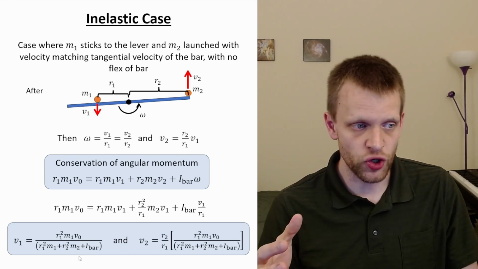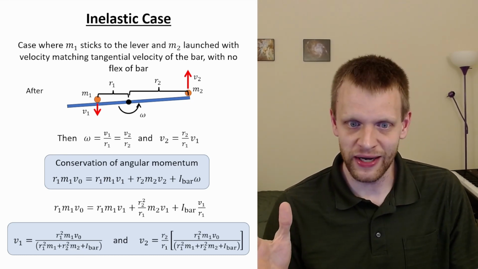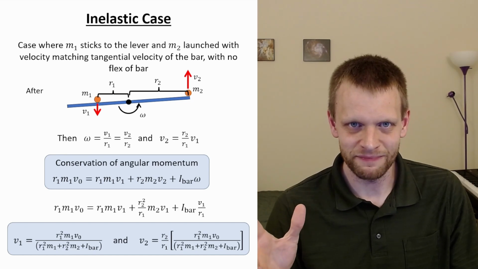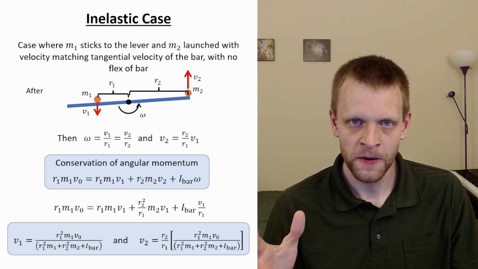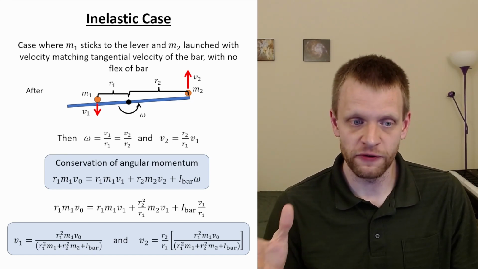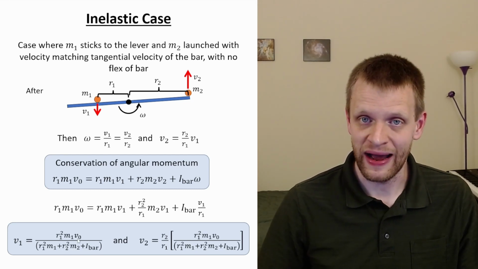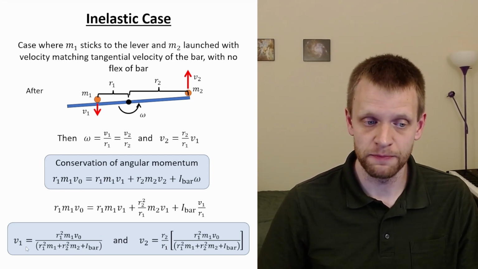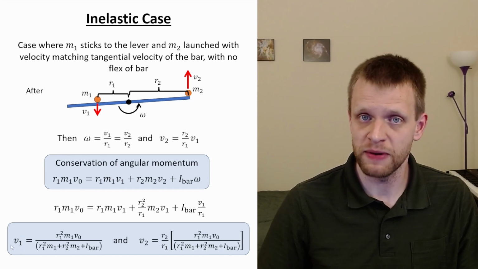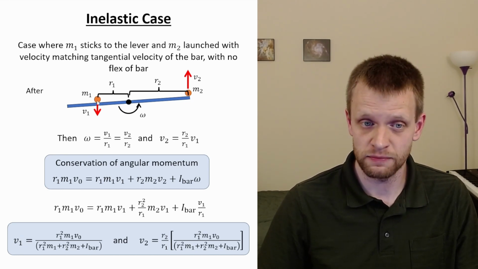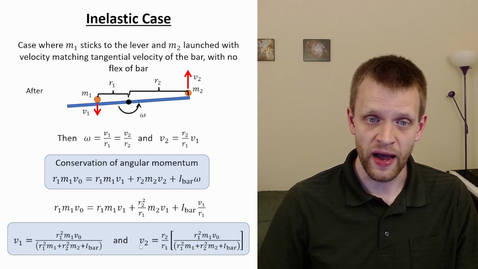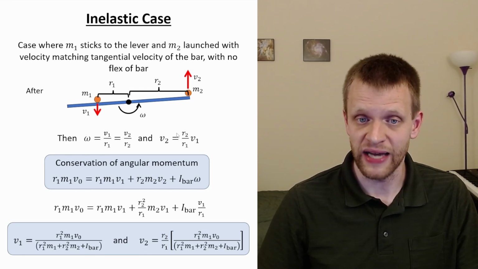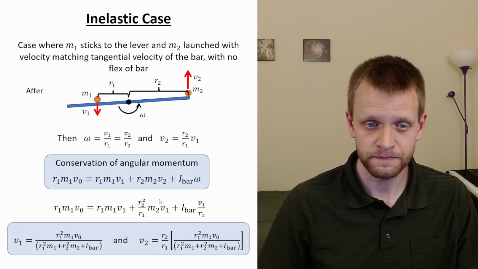So these equations look kind of long and a little bit ugly at the beginning, but we have all of the information where if I know how fast this thing was launched, I can predict how fast object 1 should be moving after it hits and sticks to the bar, and how fast object 2 should be moving after it's launched by the bar.